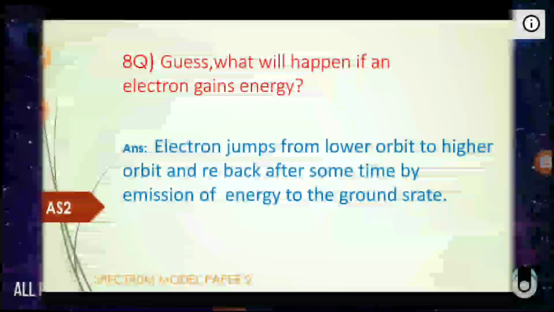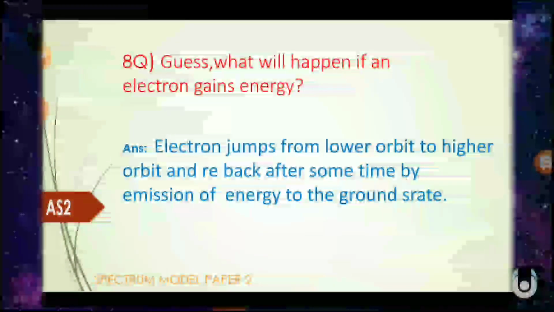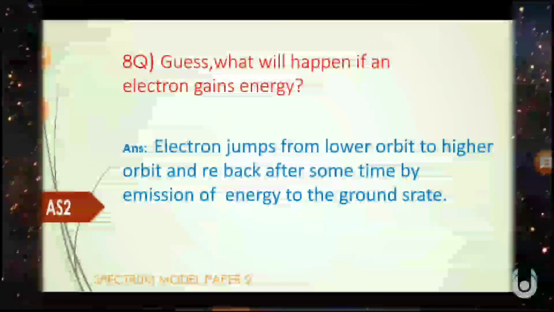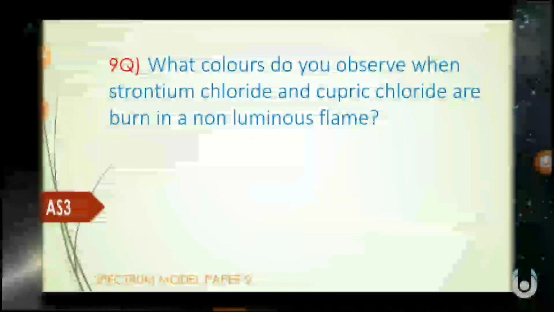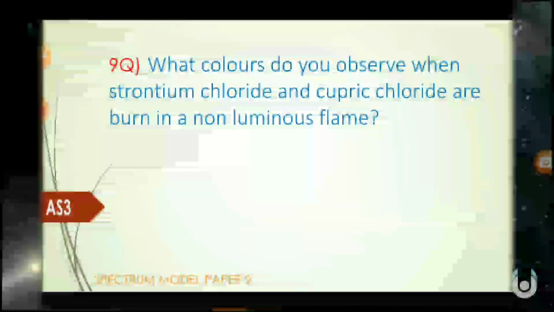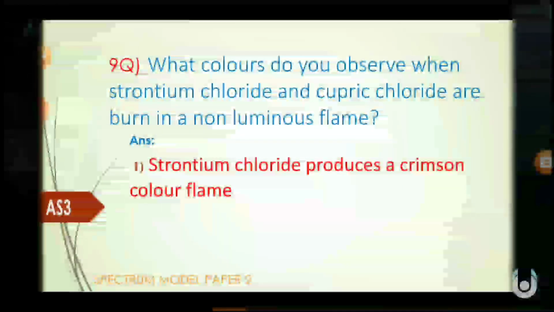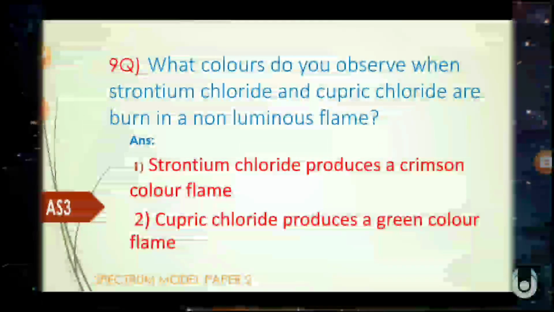This is an AS2 question. What will happen if an electron gains energy? Answer. The electron jumps from a lower orbit to a higher orbit and comes back after some time by emission of energy to the ground state. This is an AS3 question. What colors do you observe when strontium chloride and cupric chloride are burned in a non-luminous flame? Answer. Strontium chloride produces a crimson color flame. Cupric chloride produces a green color flame.